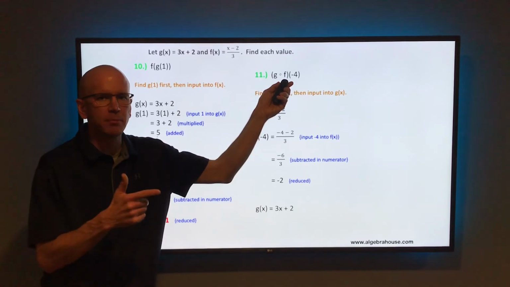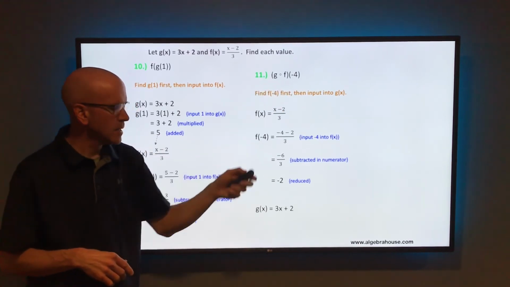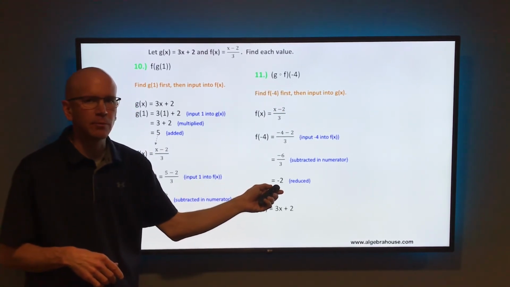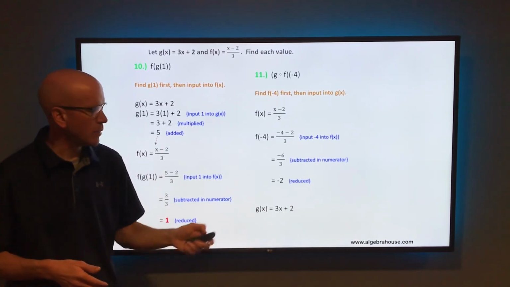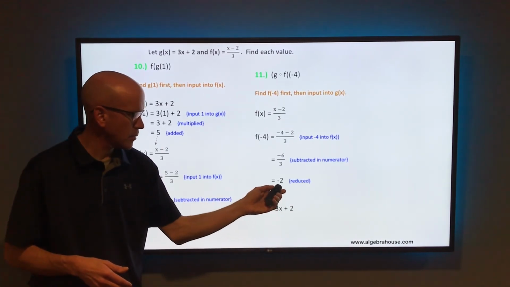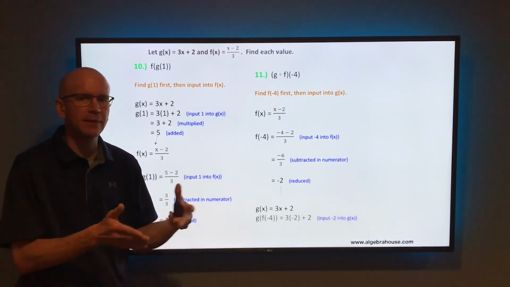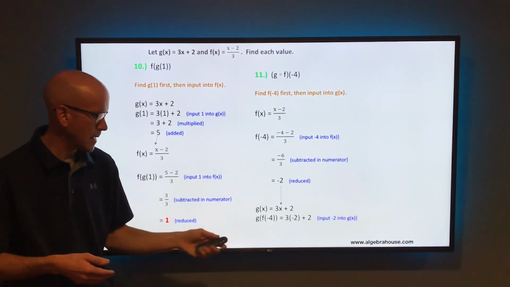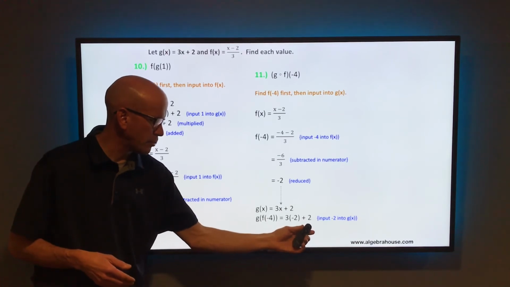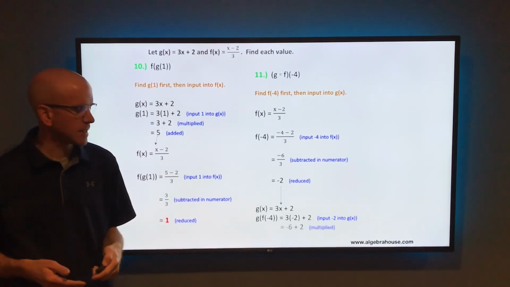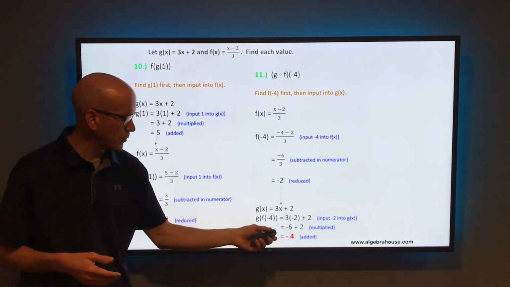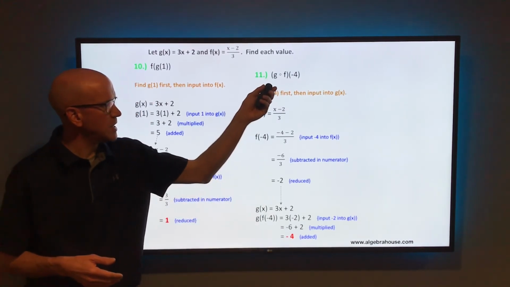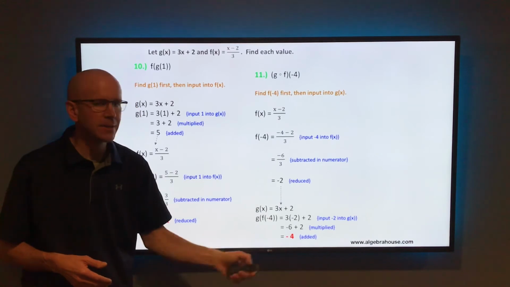That needs to be the input into g of x. So we need to find g of negative 2. So go to what g of x is, it's 3x plus 2, and replace the x in g of x with that negative 2. So you're inputting negative 2 into g of x. So it'd be 3 times negative 2 plus 2. That is negative 6 plus 2, and that is negative 4. So the final output there is negative 4. So g of f of negative 4 is negative 4.